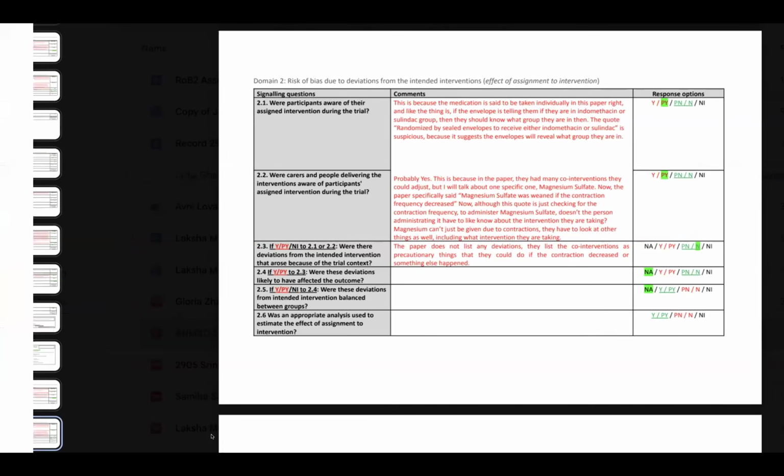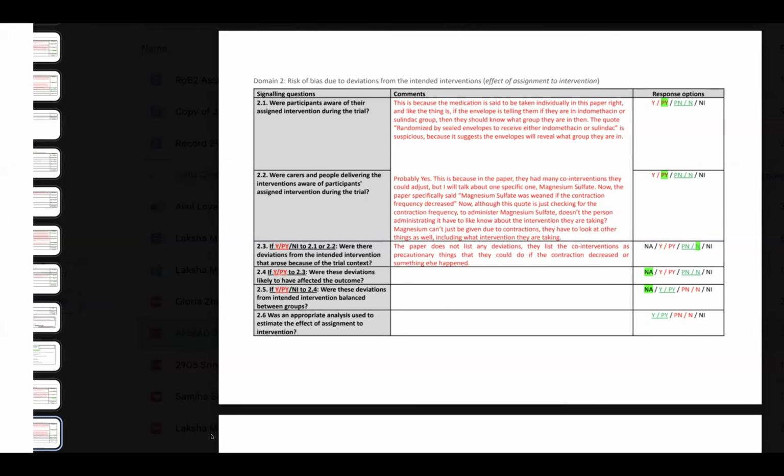No. I agree because we have no information on if the participants or the caregivers that were delivering the interventions or the medicine were aware of the patient situation or the patients' assigned groups. So we left it as no information.